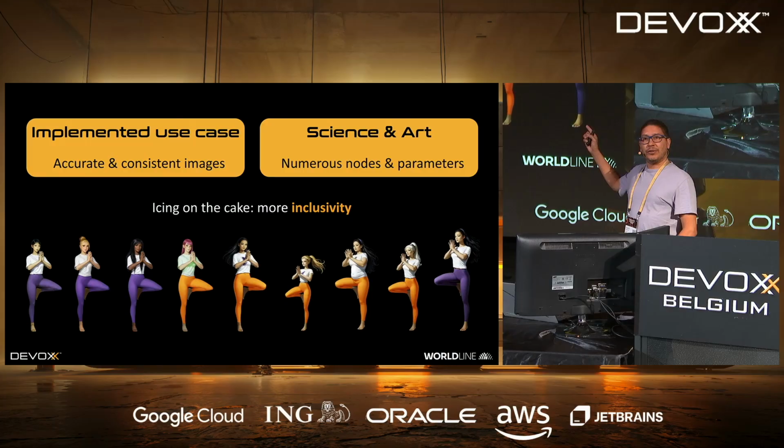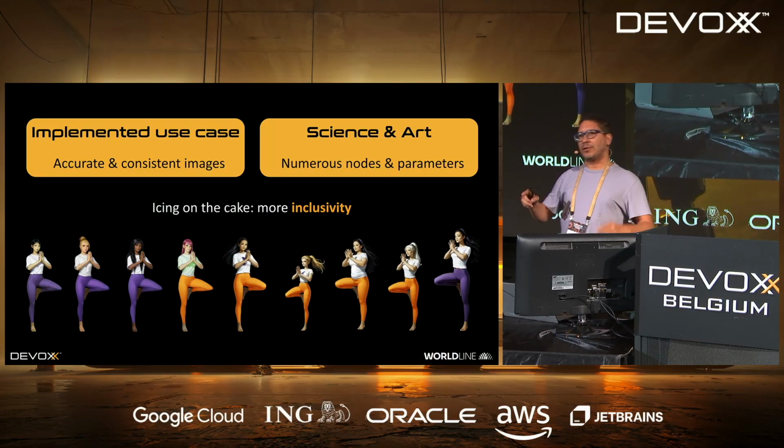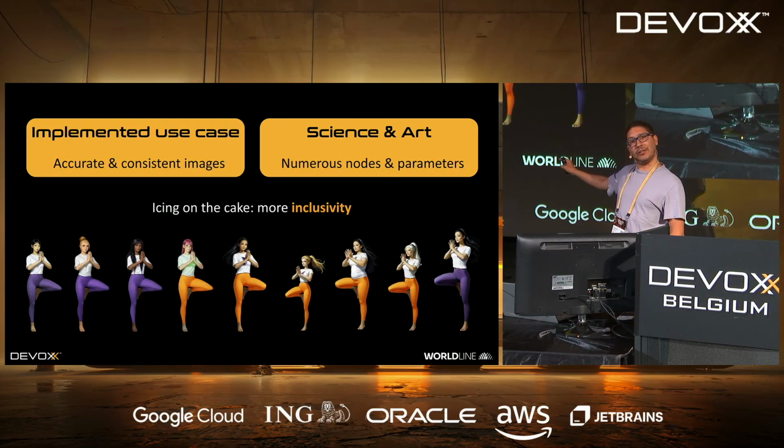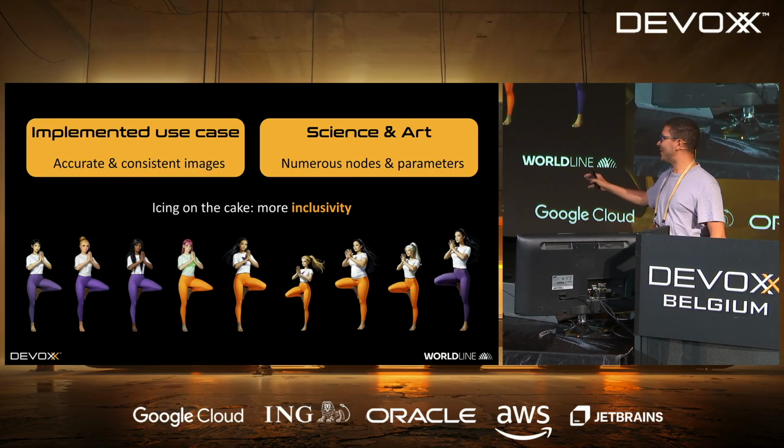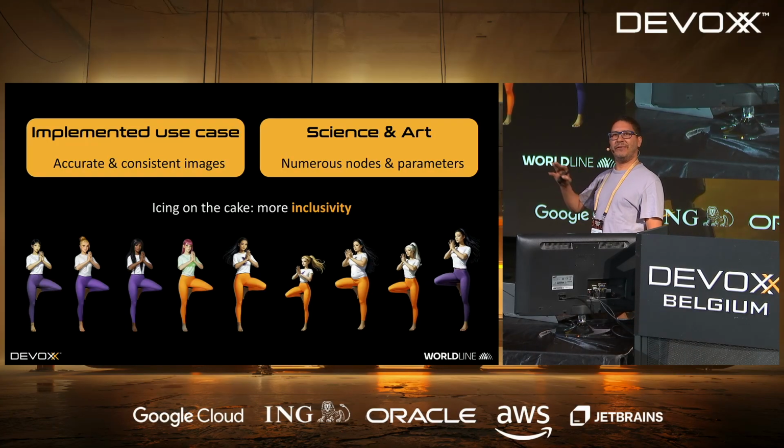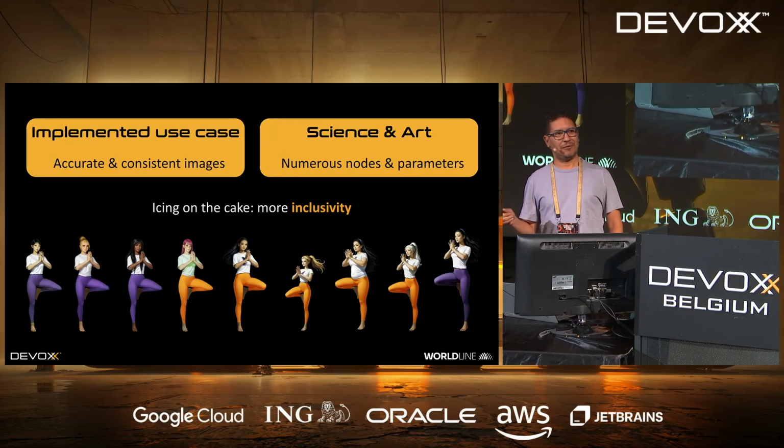Icing on the cake, by changing a few elements, changing a LoRA or prompt and stuff that was not in the initial requirement, that's a new feature. You can deal with inclusivity very, very easily with that kind of workflow, right?